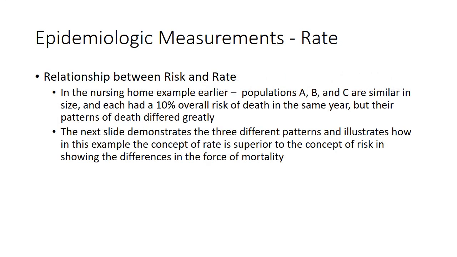So looking at the relationship between risk and rate in that nursing home example, we said that populations A, B, and C all had a similar size, and each of them had the same risk. They had a 10% overall risk of death in the same year, but we saw that the patterns changed pretty significantly based on when certain events occurred. The next slide is going to demonstrate the 3 different patterns, and we'll illustrate how in the example the concept of rate can be a lot more useful than just risk. Because again, the risk is the same between all 3, but the rate can help us show what that force of mortality is going to be.